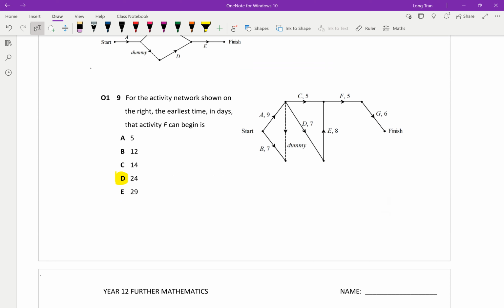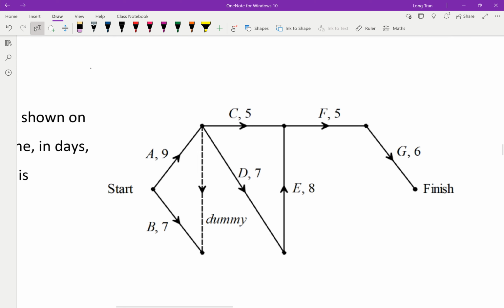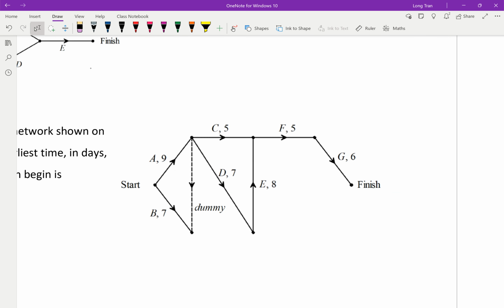Question 9, let's see, for the activity network shown on the right, the earliest time in days that activity F can begin. All right, well, earliest time. So usually to do these things, I usually find the critical path first. So how do you find the critical path? Use Dijkstra's algorithm, but find the longest pathway. So out of this point here, I can see that that will get me 9. And that's the only way to get to 9, really.